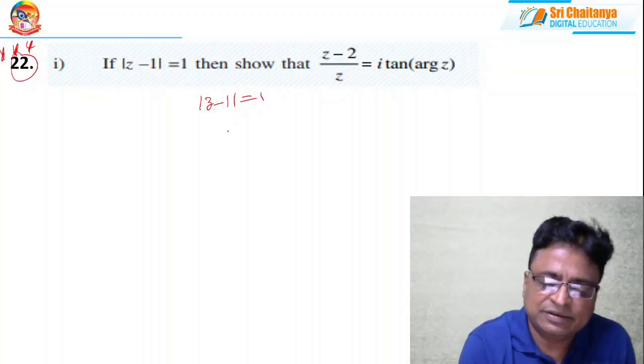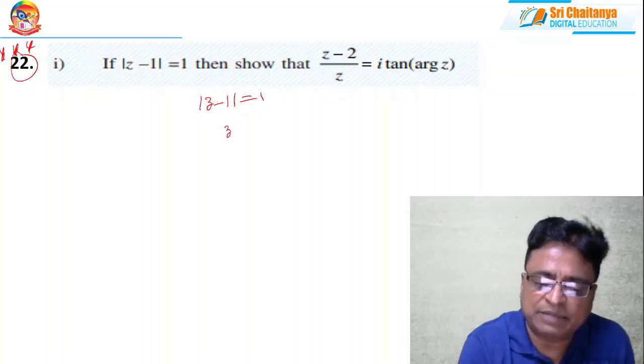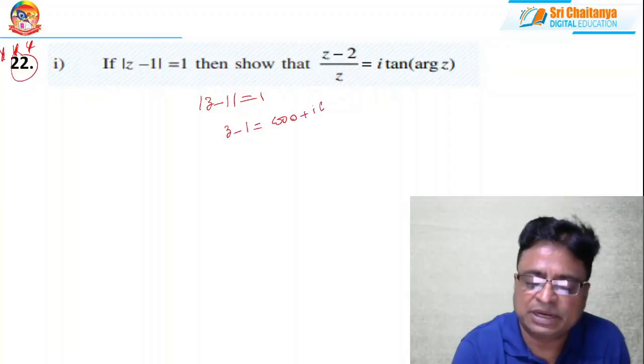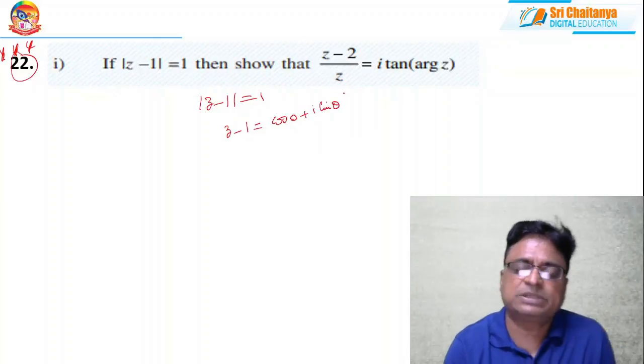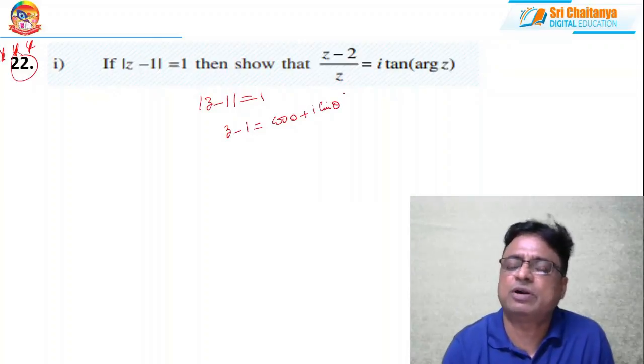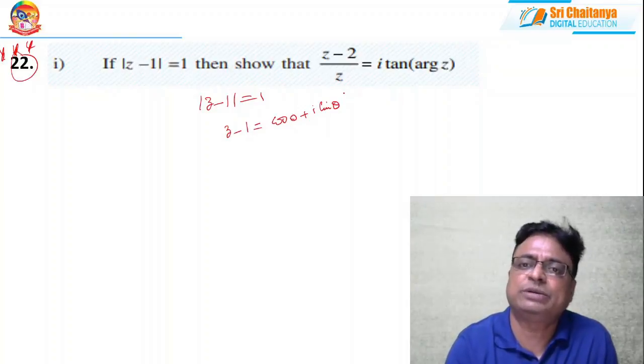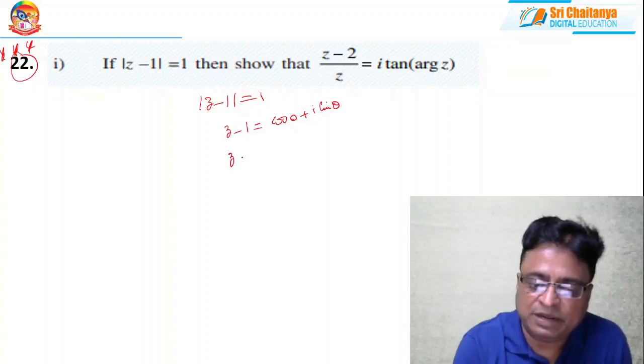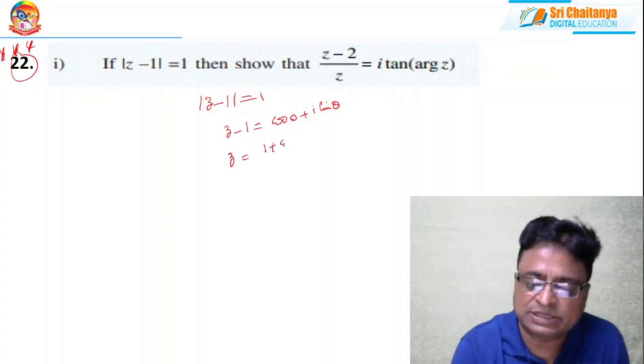In this case, without loss of generality, I am assuming Z minus 1 as cos theta plus i sin theta. Because if my Z minus 1 is cos theta plus i sin theta, mod Z minus 1 is equal to root of cos square plus sin square, that is equal to 1. That's why, my Z becomes now what? 1 plus cos theta plus i sin theta.